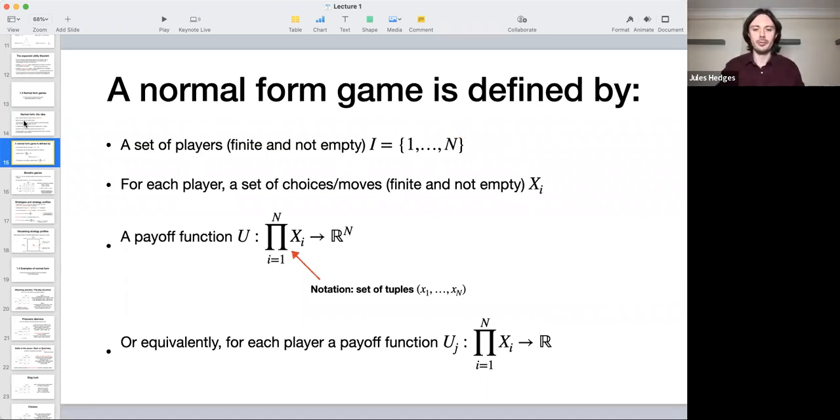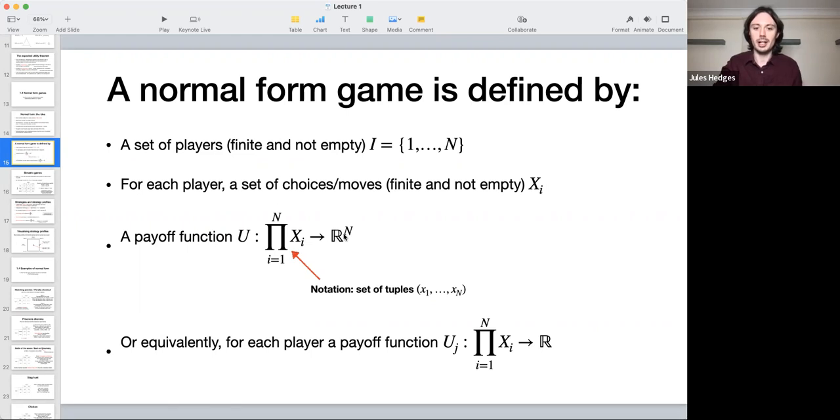So here's what a normal form game is mathematically. We have some number of players, and then each player has some number of choices. And then we have a payoff function that says for every combination of choices by the players, so this thing is notation for the set of n-tuples of choices, so this is a choice of a move for each player, we get an n-tuple of payoffs, where the ith one of these is going to be the payoff for the ith player.